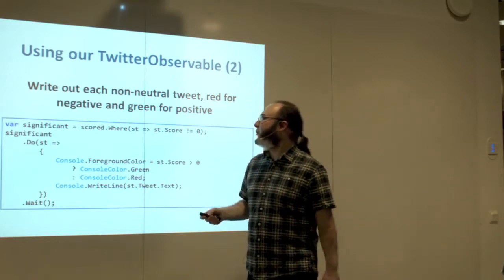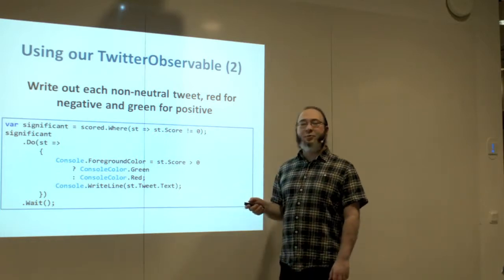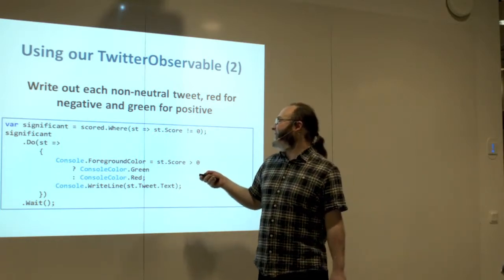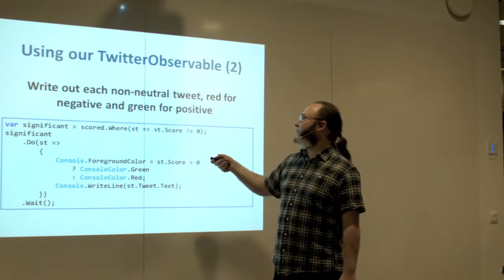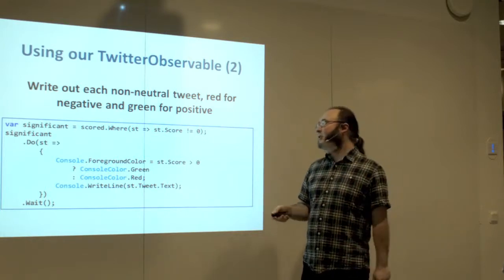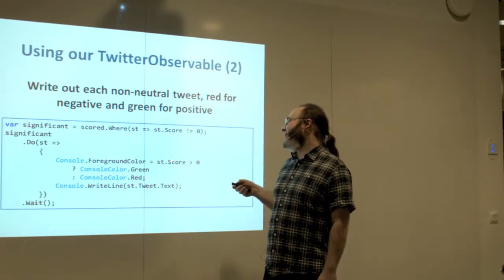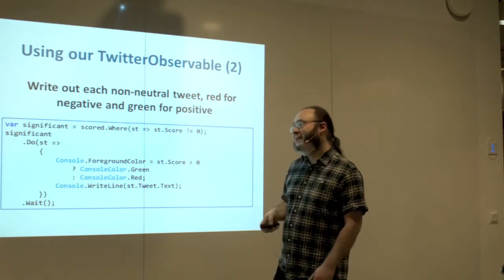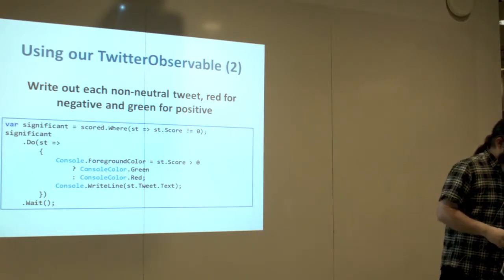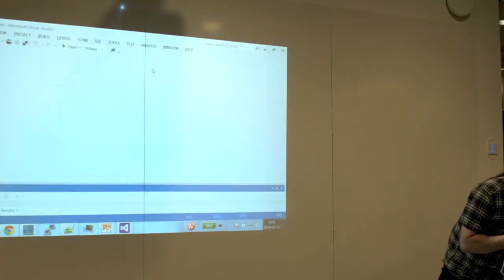Then we'll use exactly the same pattern as before, but I've made it a little bit prettier this time. The significant ones are just an observable of scores that are greater than 0. Then down here, we're saying, is it greater than 0? Do green. If not, do red. Write them out. And if I do this, it's actually going to work on real data. So I guess we should try this out. Here it is, and I think it actually is Justin Bieber as well.